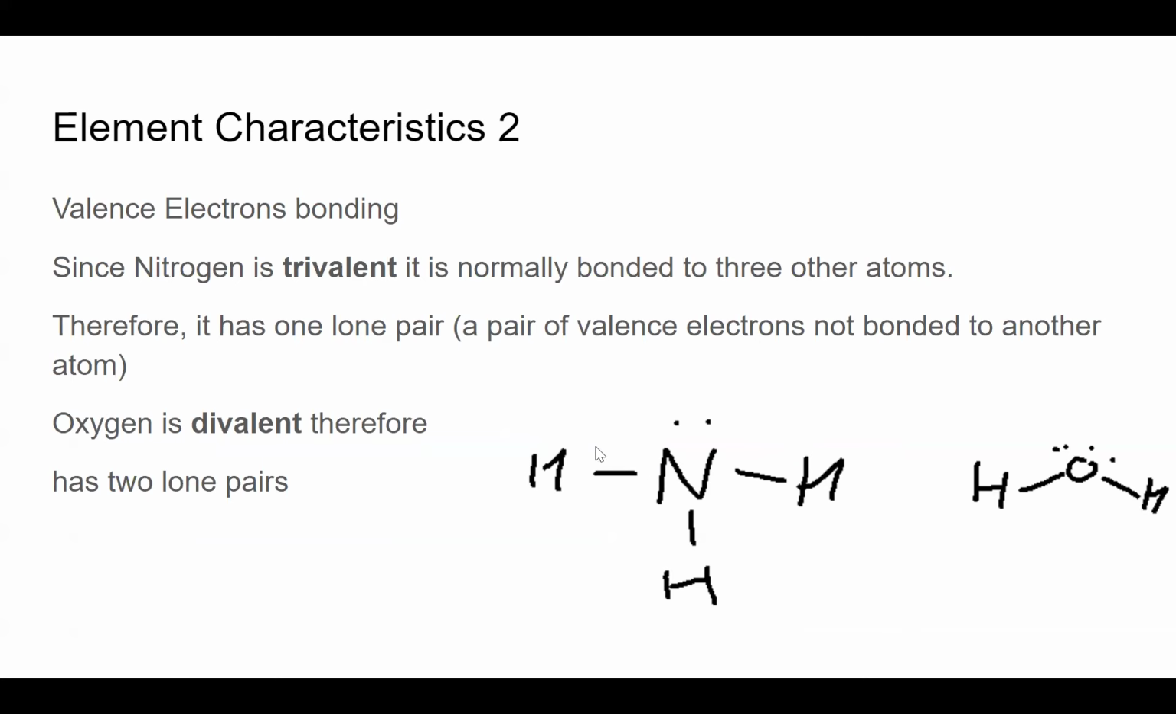Seeing that each bond to the hydrogen is sharing 2 electrons, 2, 4, 6, 8, which is a full octet. As you can see over here with the water, there's 2 lone pairs and there's 2 hydrogens making up that octet.